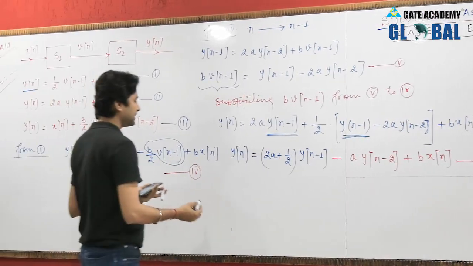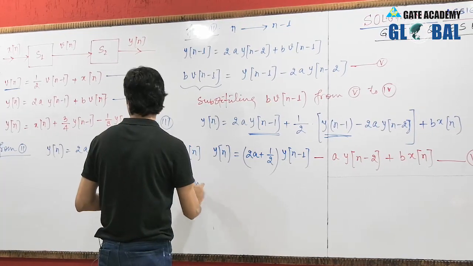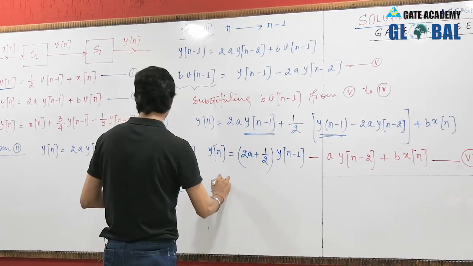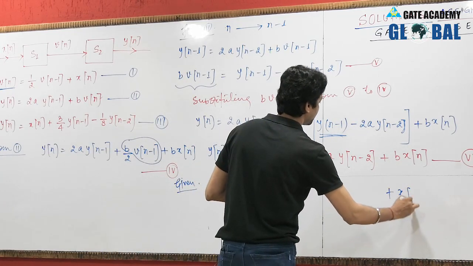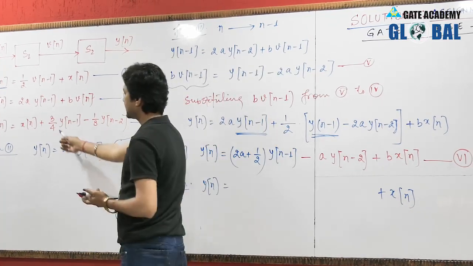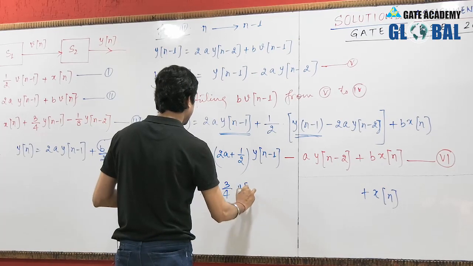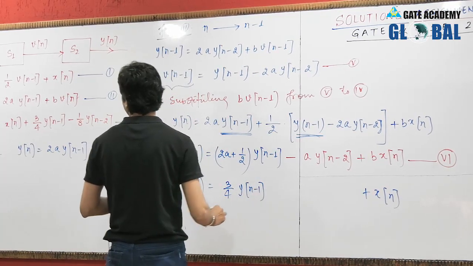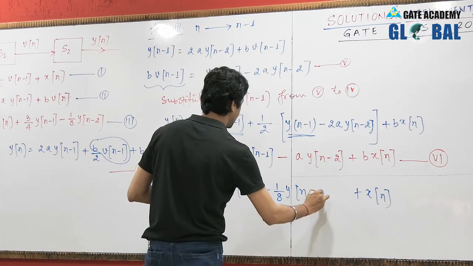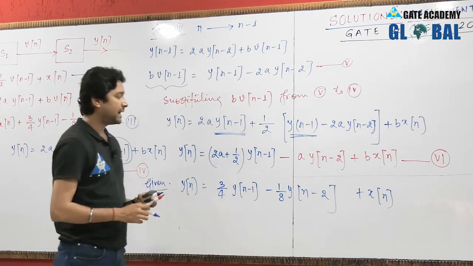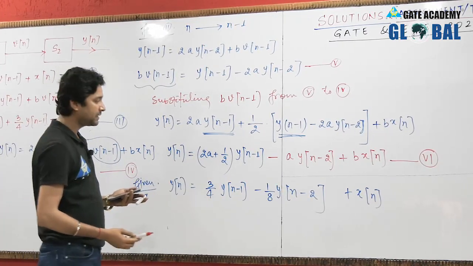For simplicity we can write the given difference equation here. The given difference equation is y of n equals x of n plus 3 by 4 y of n minus 1, and then minus 1 by 8 y of n minus 2. So it is the given equation, and it is the equation that we have obtained. So simply we have to compare coefficients.